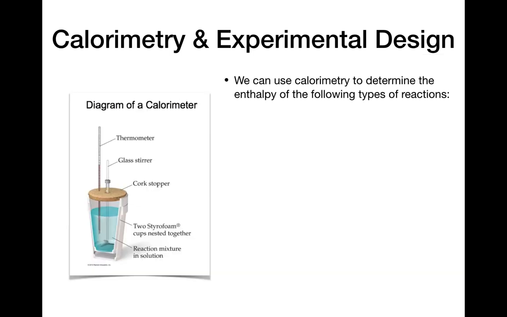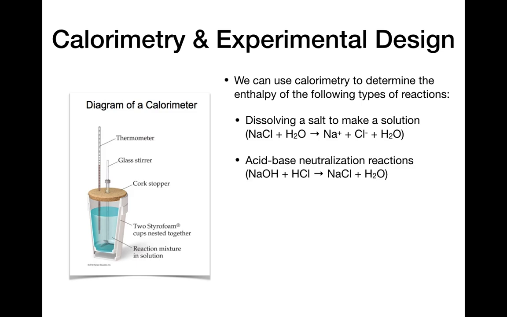Okay? So we can use calorimetry for different kinds of reactions. We're going to look at different ones today as well as the next class. So here are some types. Dissolving a salt to make a solution. That's called enthalpy of solution. So for example, sodium chloride plus water gives us sodium ions, chloride ions, and water. That has an enthalpy change. We can do acid-base neutralization reactions like sodium hydroxide plus hydrochloric acid gives sodium chloride and water. That's going to have an enthalpy change.